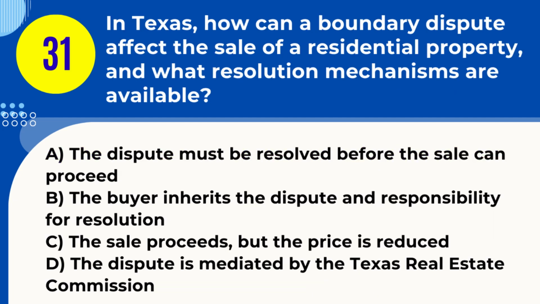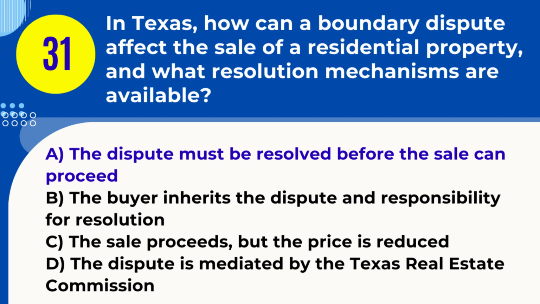Question 31. In Texas, how can a boundary dispute affect the sale of a residential property, and what resolution mechanisms are available? A. The dispute must be resolved before the sale can proceed. B. The buyer inherits the dispute and responsibility for resolution. C. The sale proceeds, but the price is reduced. D. The dispute is mediated by the Texas Real Estate Commission. Answer: A. The dispute must be resolved before the sale can proceed.